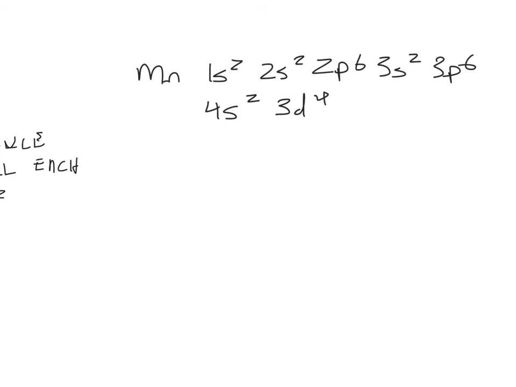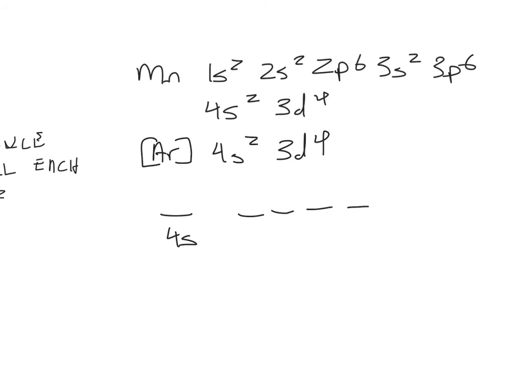For brevity, I'm not going to draw out all of these. I'm just going to draw out what we would write as the noble gas configuration. We'd be putting this as argon 4s2 3d4. So there's my 4s orbital. My d has 5. I'm going to fill my 4s. So manganese is an exception to this.